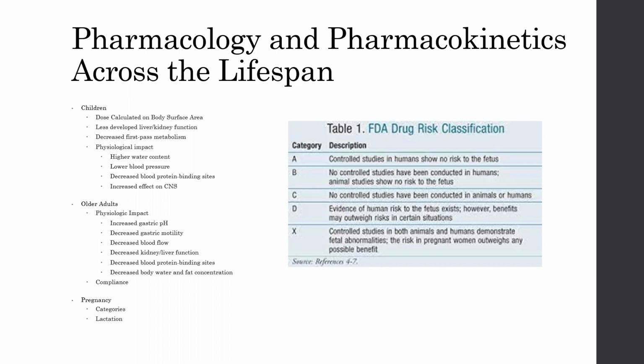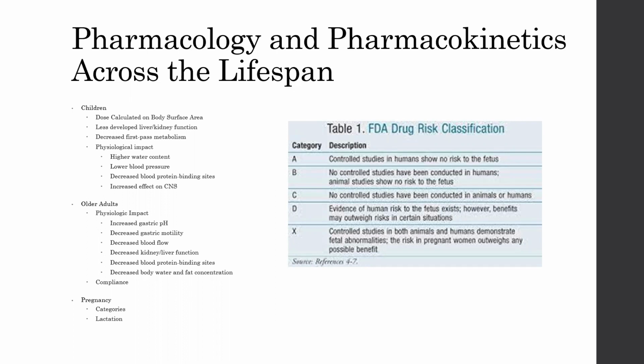In older adults, we see an increased gastric pH, decreased gastric motility, decreased blood flow, decreased kidney and liver function, decreased blood protein binding sites, and decreased body water and fat concentration. What this means is that absorption is often impacted in older adults based on their physiological structure. In addition, having decreased kidney and liver function means that they have a harder time metabolizing and excreting the medication. So it is a lot easier for older adults to experience toxicity from medications, requiring us to start at a low dose and slowly increase it.